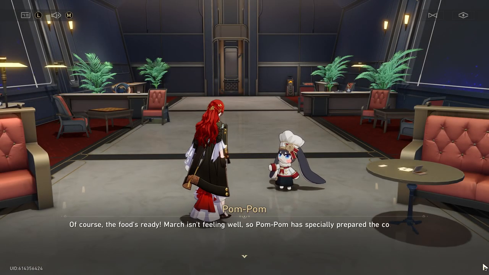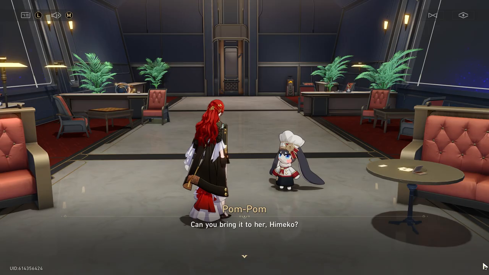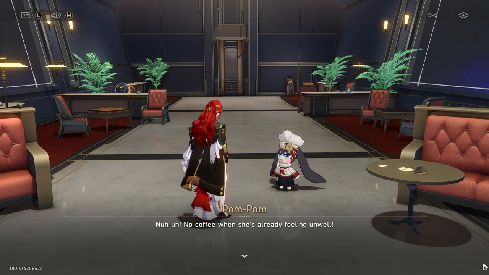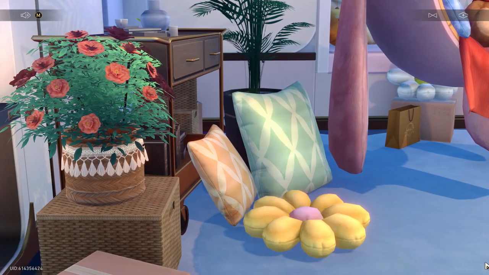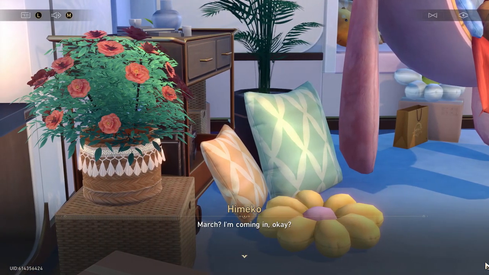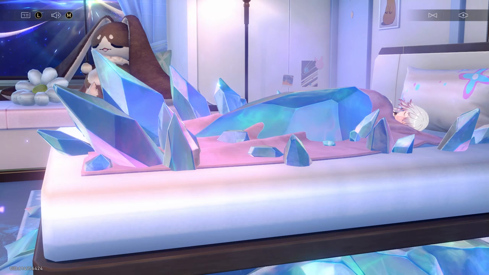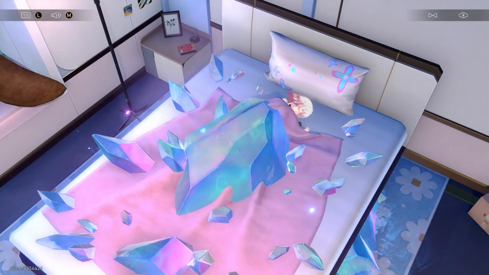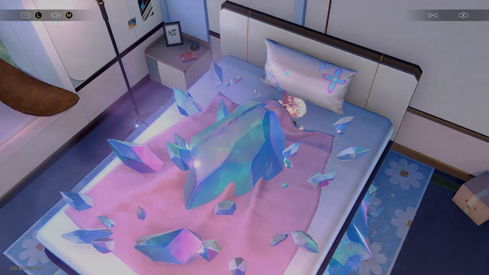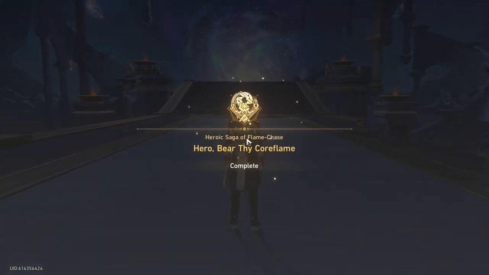Of course the food's ready! March isn't feeling well, so Pom-Pom has specially prepared the conductor's special bland meal that'll be easy on her stomach. Can you bring it to her, Himiko? Nuh-uh! No coffee when she's already feeling unwell! It's still early. Where to now?